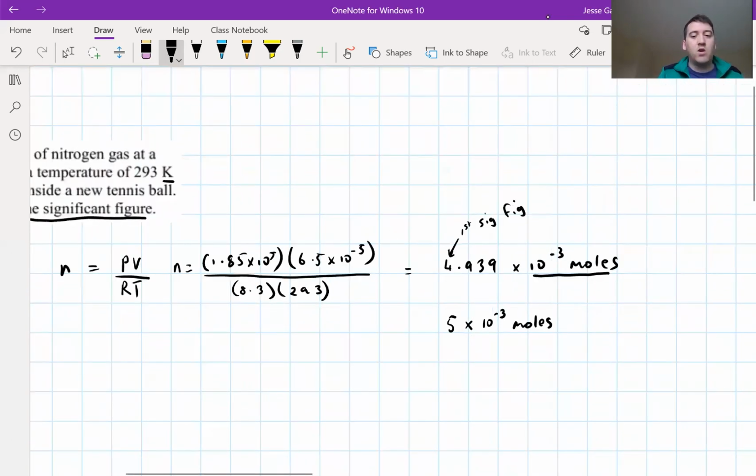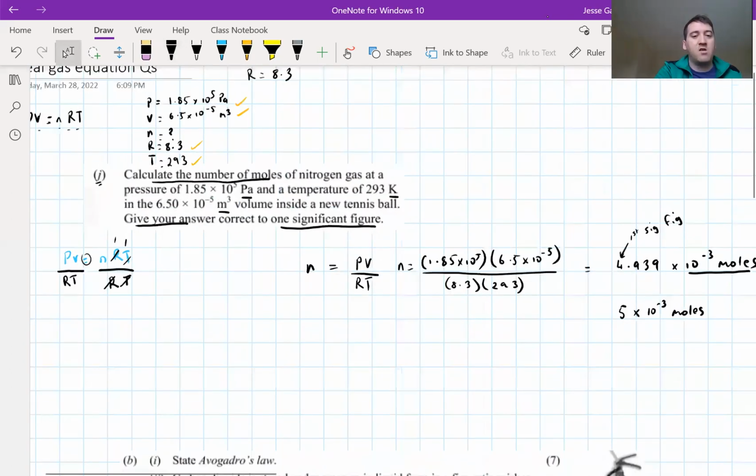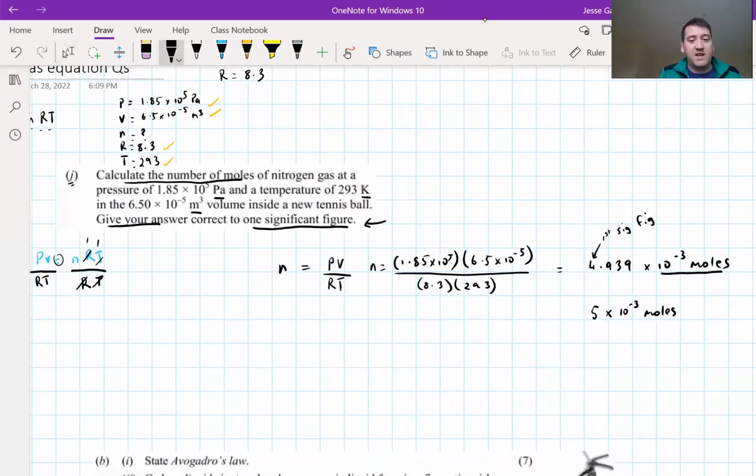Well done. Now you wouldn't lose all the marks for leaving it like this, but you'd lose a couple of them. Most of the marks for doing the sum you would have got up there, but you would definitely lose some of them for not rounding. When it specifically says round to one significant figure, you'd have lost some of the marks.